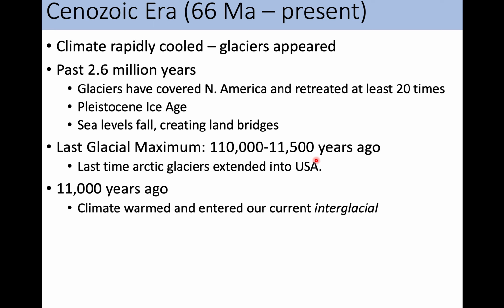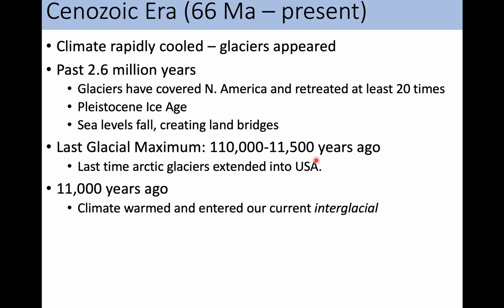So from 110,000 to 12,000 years ago, we had glaciers extending all the way down into the United States. The ice sheet that we currently have on Greenland covered all of Canada, and then some of the northern US and all of New England. That was called the Laurentide ice sheet, which extended all the way down into the United States. Not quite into California, but we did have glaciers in our mountains in California because it was cold enough.